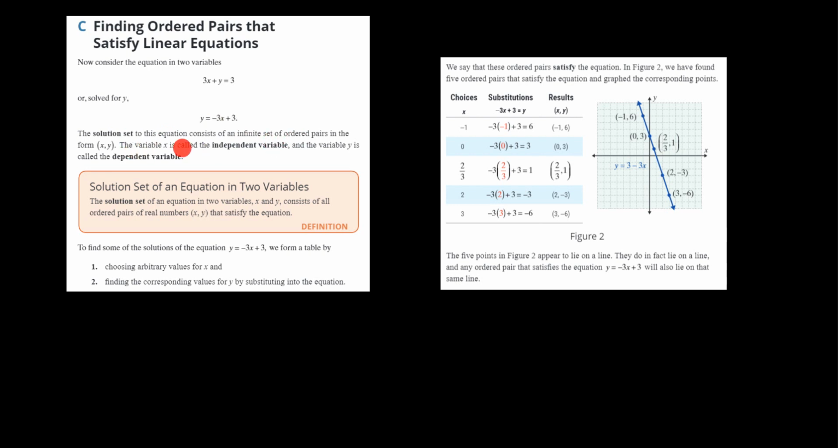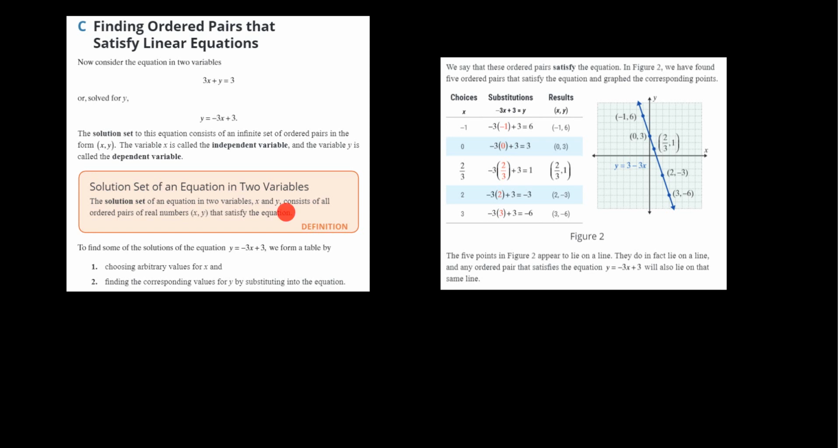The variable x is called the independent variable, and the variable y is called the dependent variable. All right, so how do we remember independent and dependent? Well, you can choose your x independently, right? You can say, okay, 9. And then when you plug 9 into this, negative 3 times 9 is negative 27, plus 3 is negative 24, and that's what your y is. Your y is dependent on your independent variable. Right, so that kind of makes sense there.